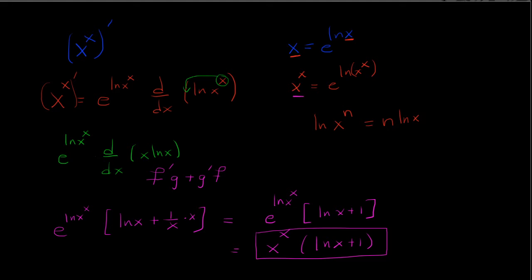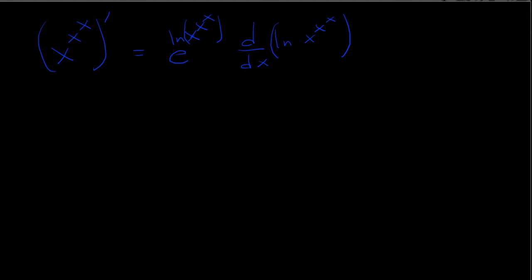Let's now look at x to the x to the x power. So we're going to add another layer of x. The process is the same. So we're going to rewrite this as e to the ln of x to the x to the x. And then I'm going to take the derivative of e to the ln of x to the x to the x.